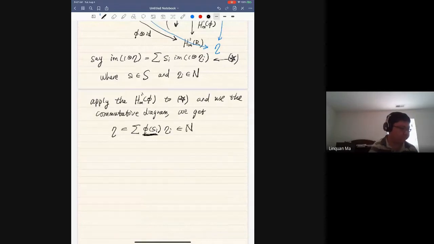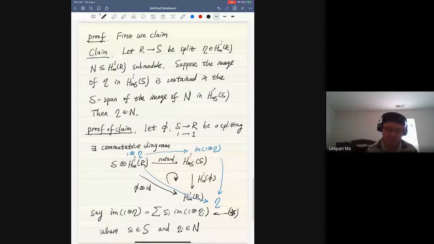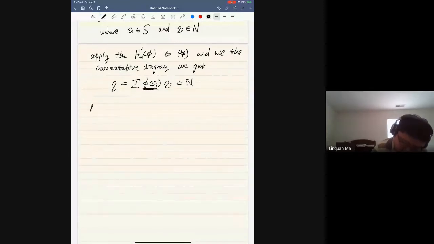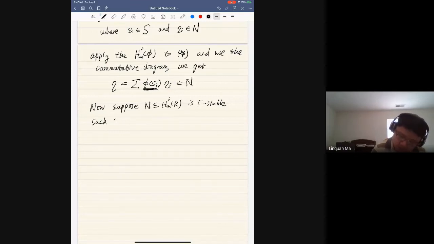Now I want to go back to the proof of this theorem. If F split implies the Frobenius is injective on HMIR modulo any F stable submodule. Now suppose N inside HMIR is F stable, such that the Frobenius on HMIR modulo N is not injective.